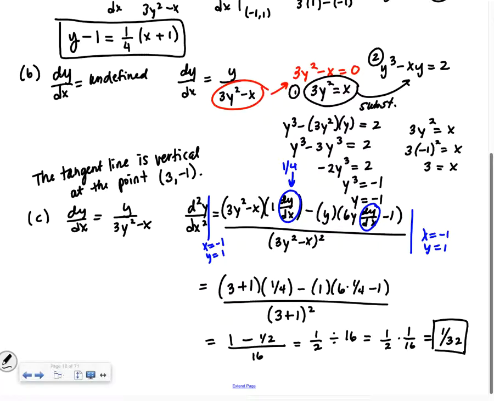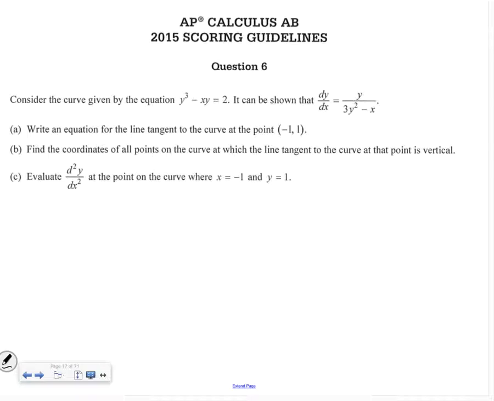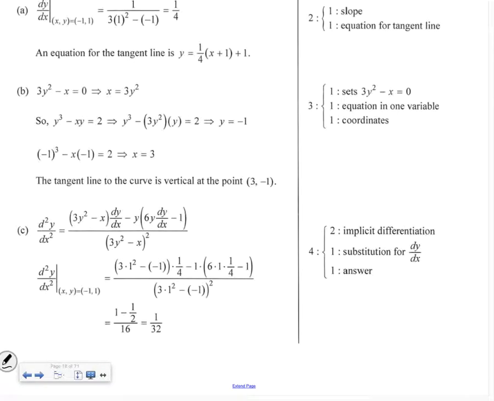All right, so we're scoring for this problem. For part A, you get 1 point for your slope equals 1/4, 1 point for your equation of your tangent line. Remember, you do not have to simplify, so I would leave it as y minus 1 equals 1/4 times x plus 1. The only time I really simplify is if the second part of the question asks for an approximation, like a linear approximation at a certain value.